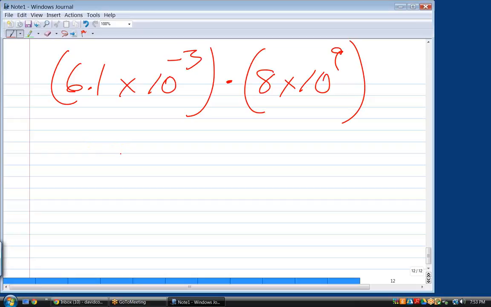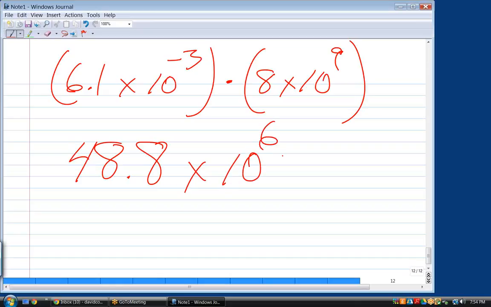6 times 8 is 48. Okay, there's the number part. Now what's the 10 part? There'd just be 10 to the power of 6. Okay, that's the correct answer, but it's not in scientific notation.